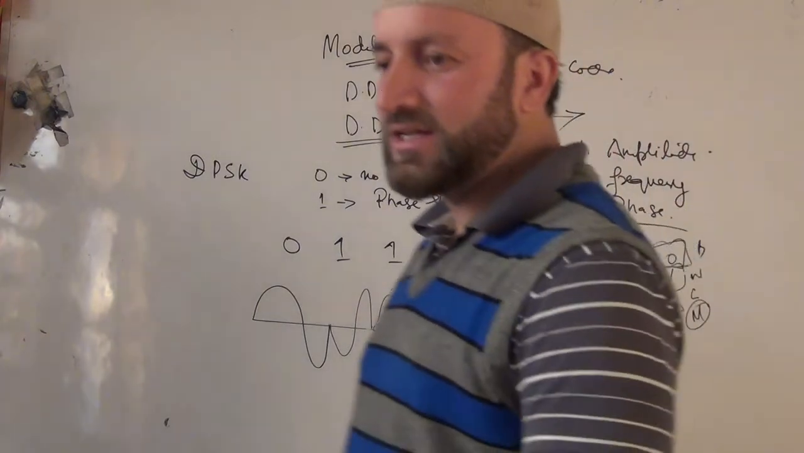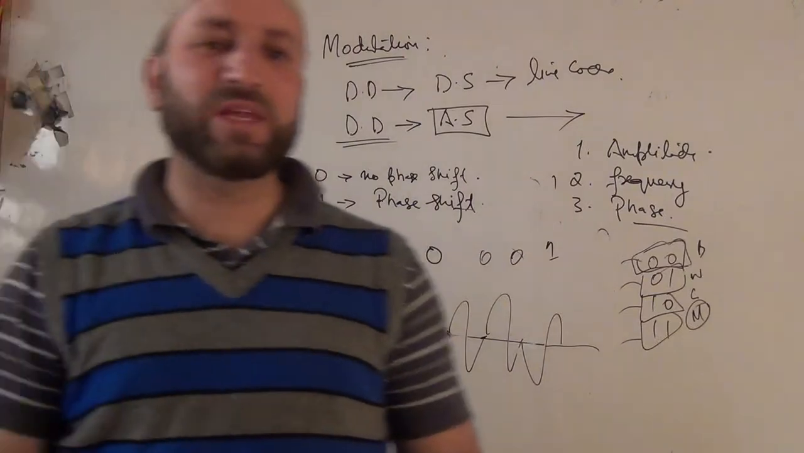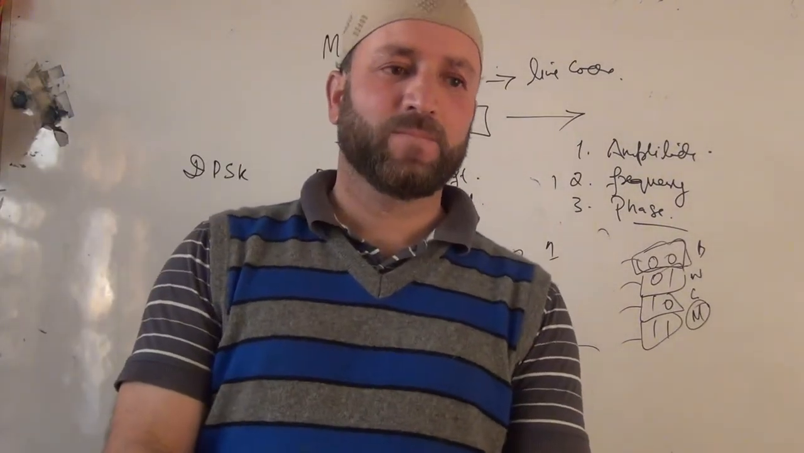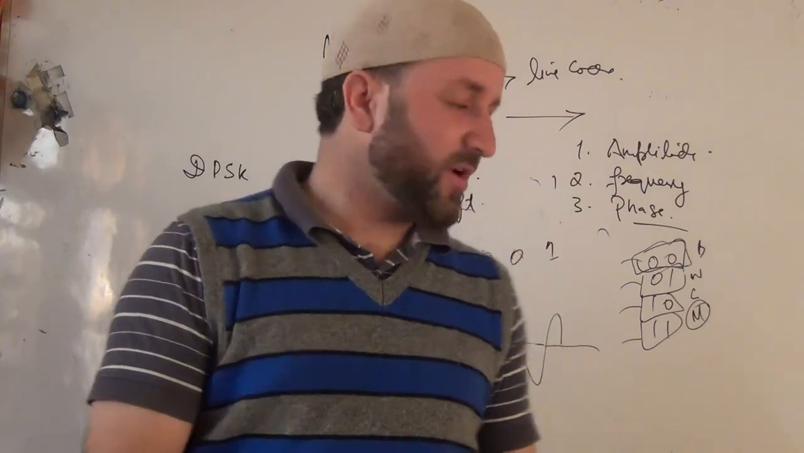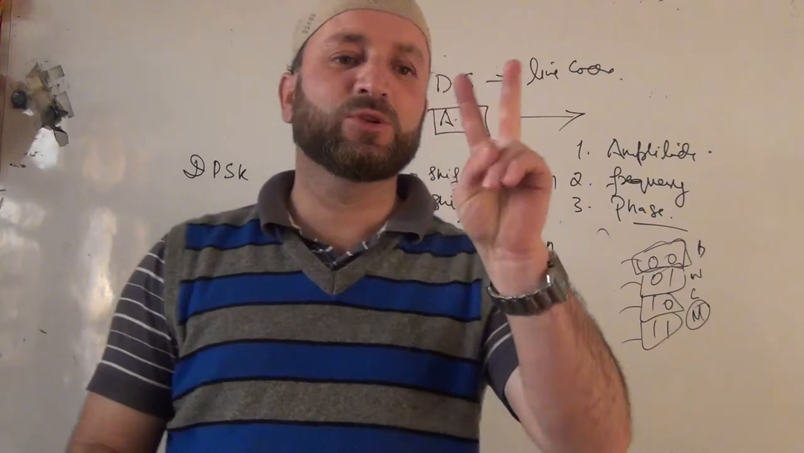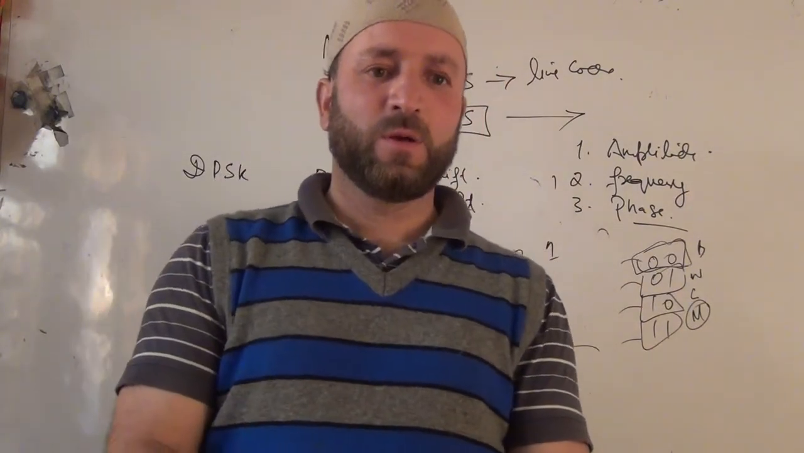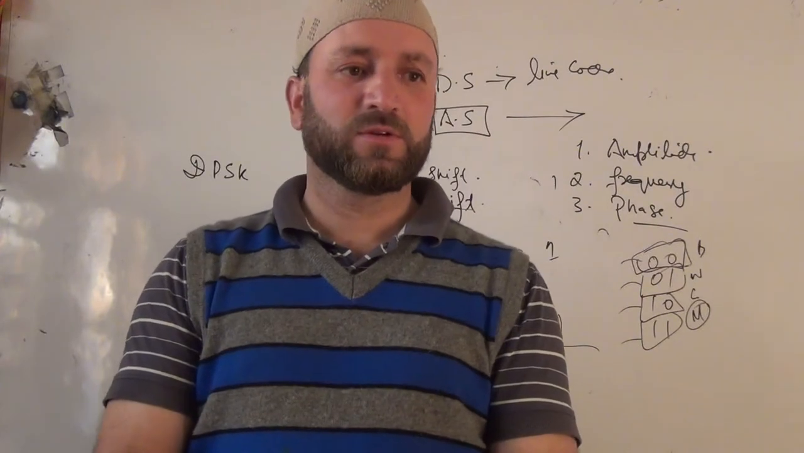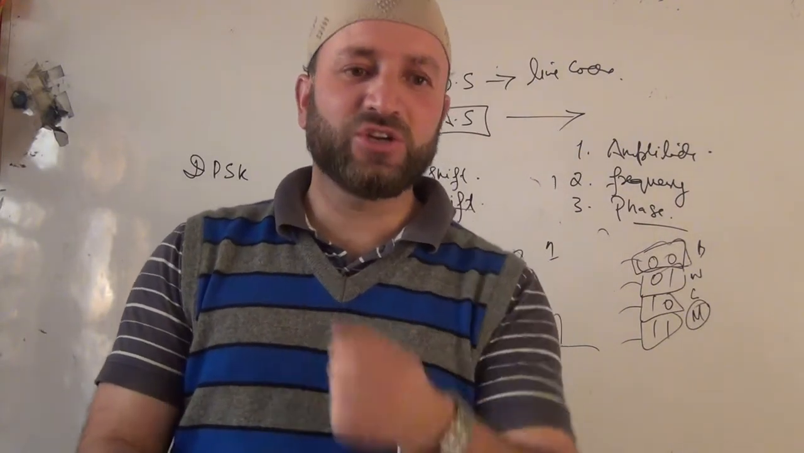Now, if I got 4 colors, how many combinations can I have? 16. If I got 4, per color I can represent 2 bits. Per color can represent how many? 2 bits. Okay, so every variation we can do that.